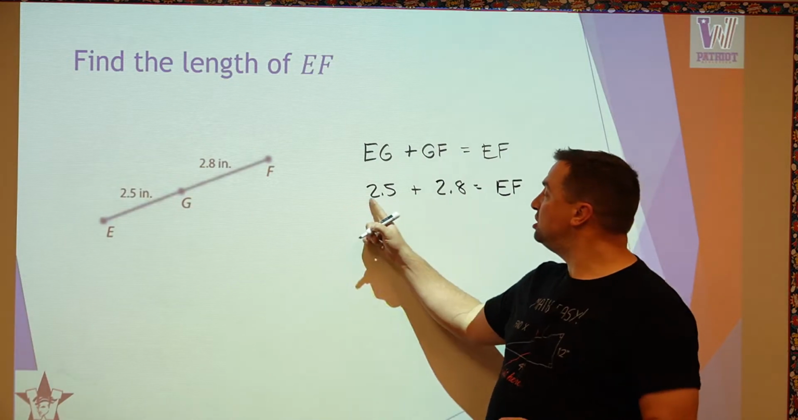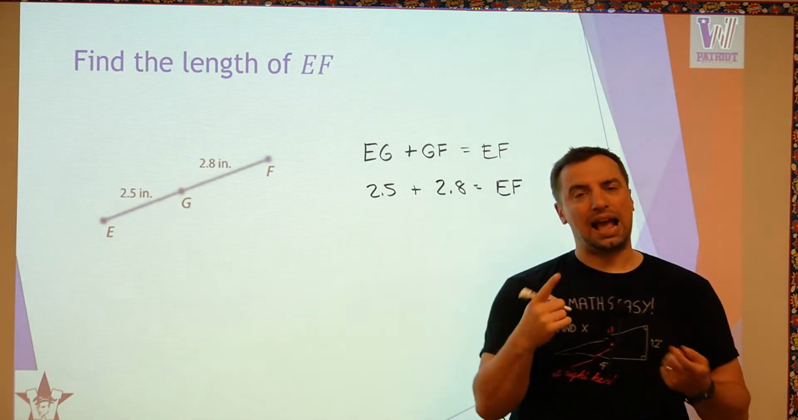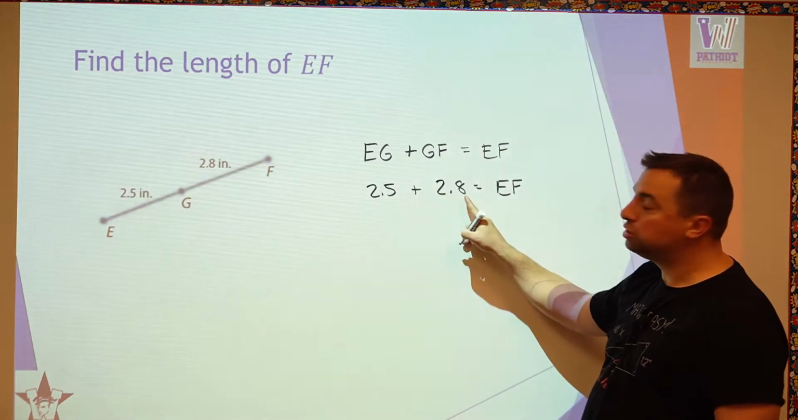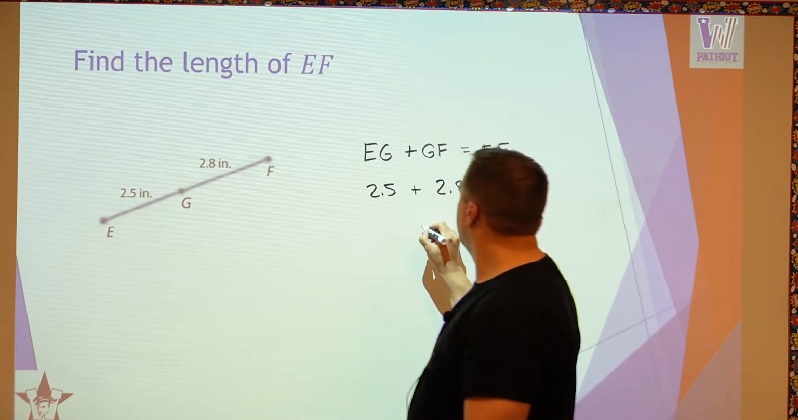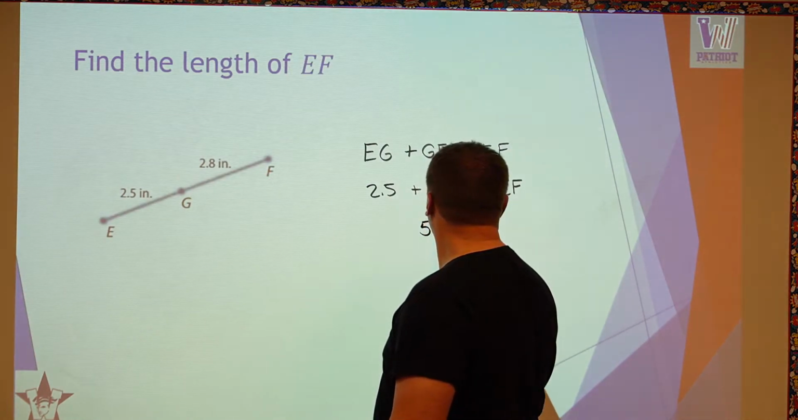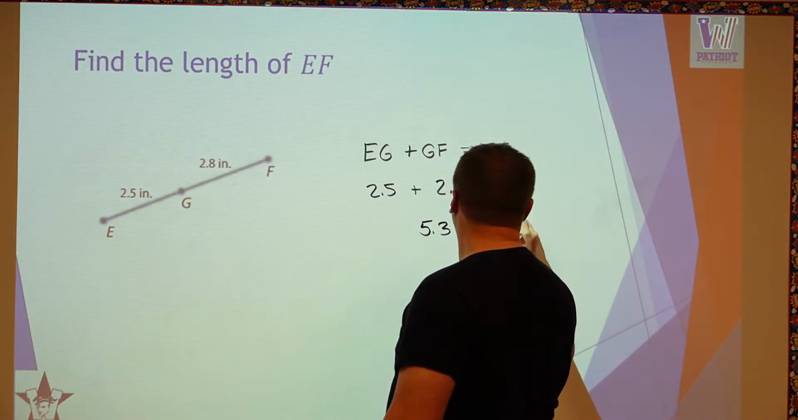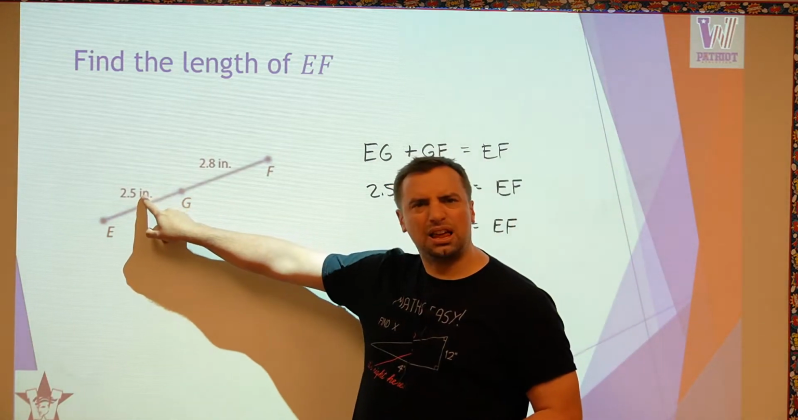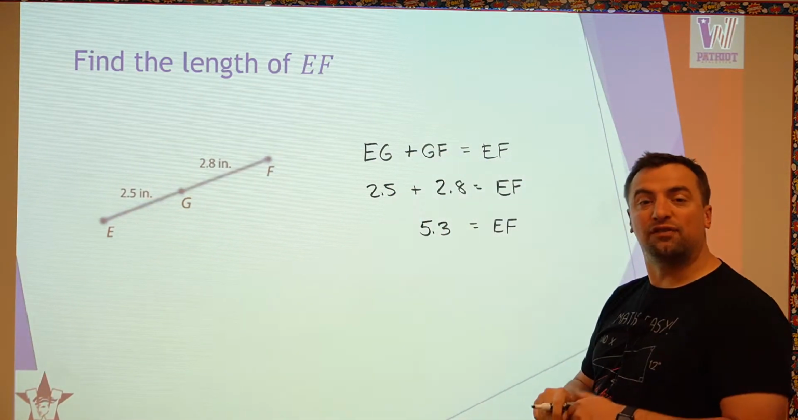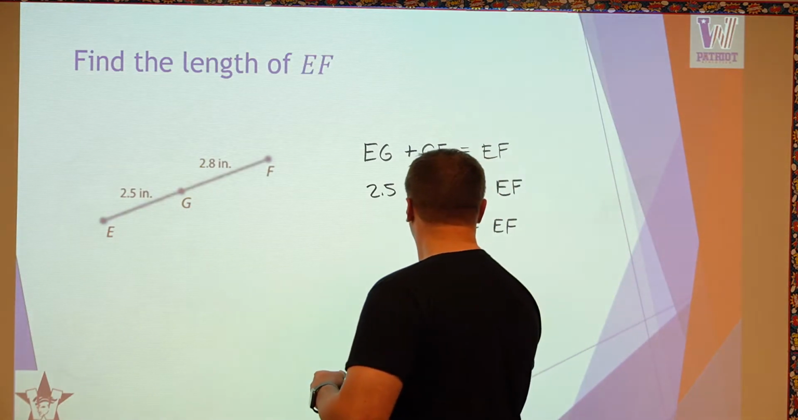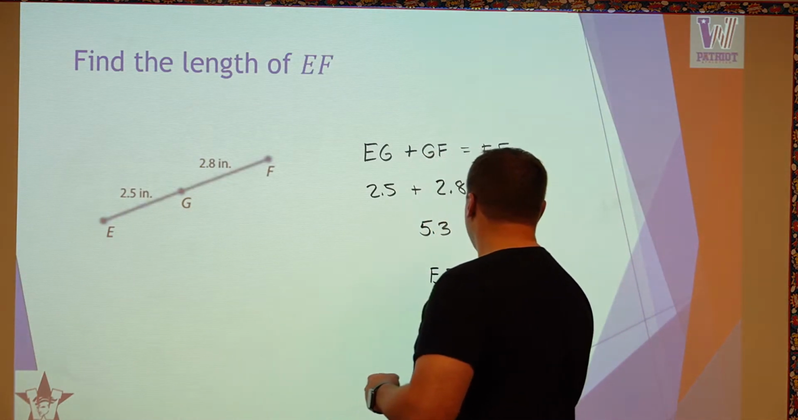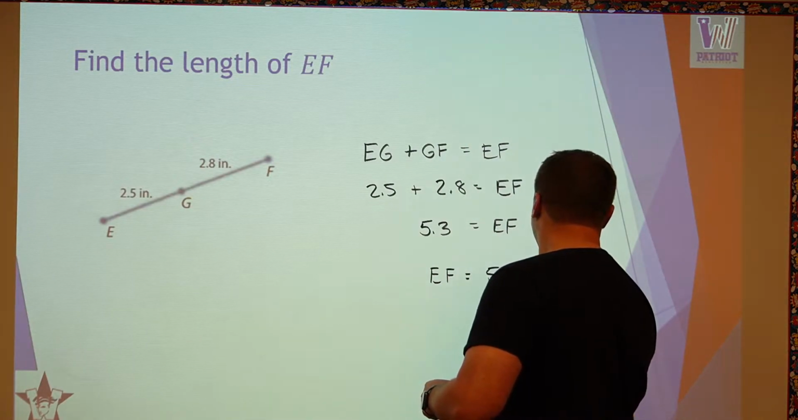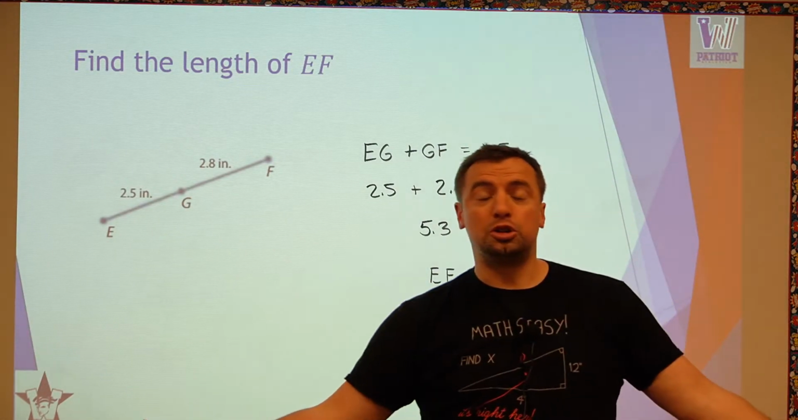And now this equation here tells me I need to add those two together. So I'm going to add those two together. So 2.5 plus 2.8, that equals 5.3 equals EF. Now our answer is almost done because in the problem we have labels. So let's put our label in here. 5.3 what? EF. So I'm just going to rewrite it here. EF equals 5.3 inches. And that's all there is to the problem.